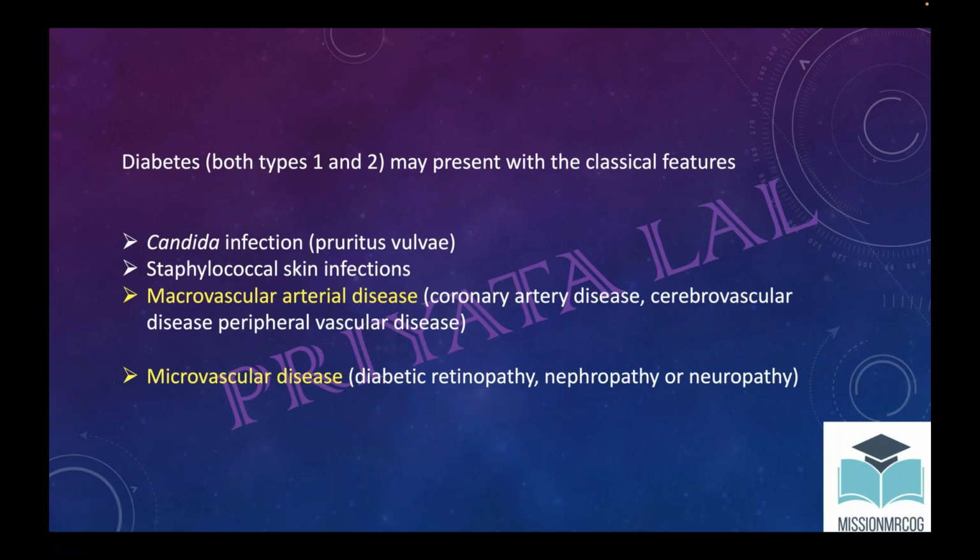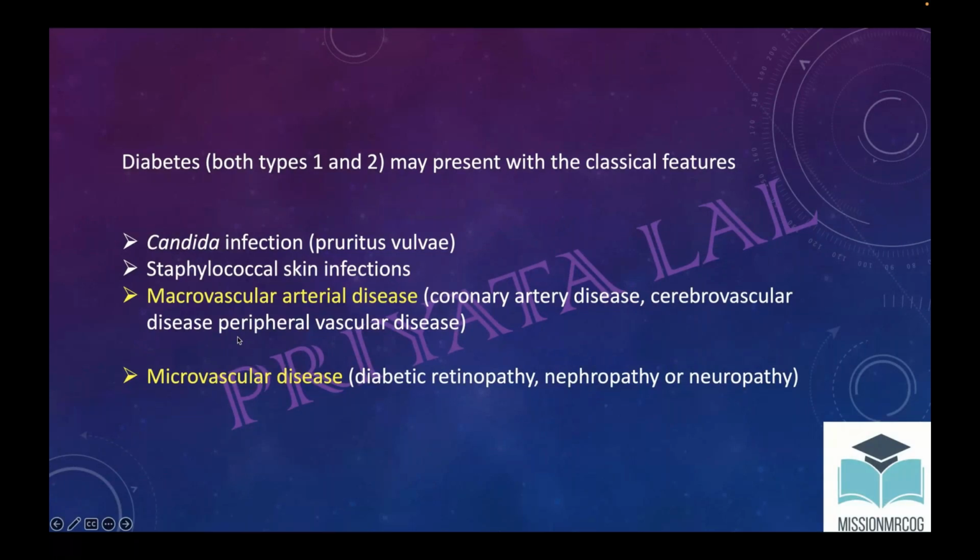So how do people usually present classically? You will find in your question that the patient has recurrent infection, pruritus vulvae, so you will think of diabetes. Patients usually present with skin infections. You will think of diabetes, and these are the macrovascular arterial disease and microvascular arterial disease associated with diabetes. So macrovascular would be coronary heart disease, cardiac problems, cerebrovascular disease, and peripheral vascular disease.